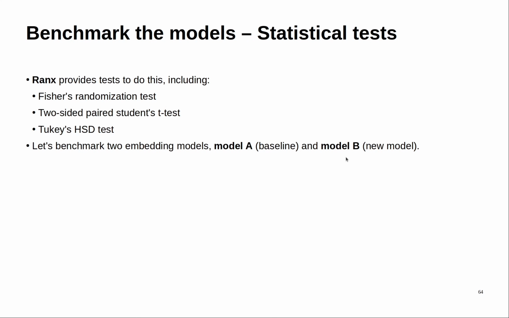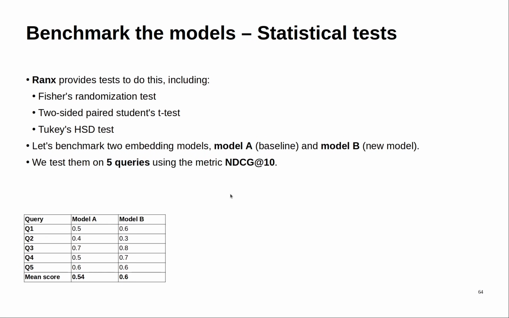We are going to create a dataset and we are going to benchmark the 2 models. We are going to test them on 5 queries using the NDCG metric. Here is a table that shows the scores. So here we have the scores per model, and after that we calculate the mean scores. Here we can see that model B performed better than model A.